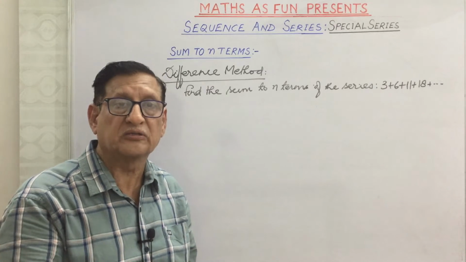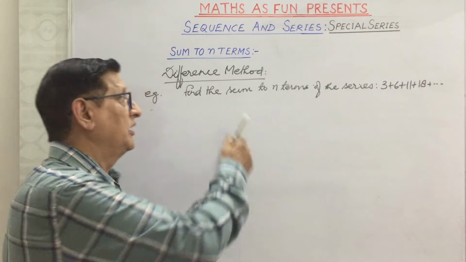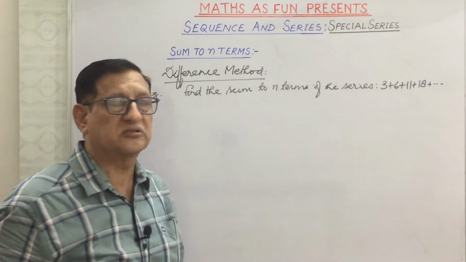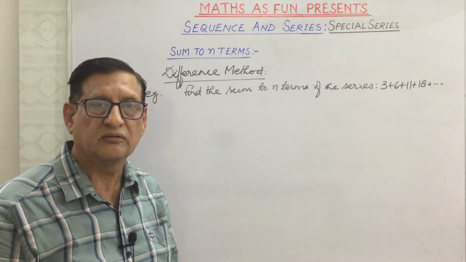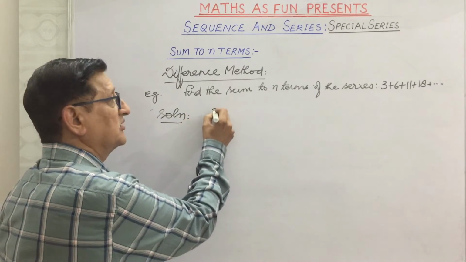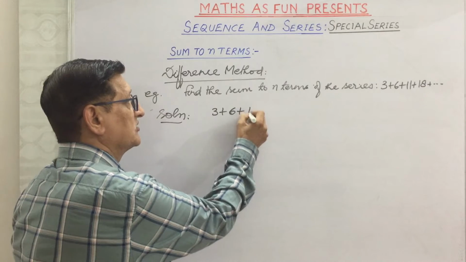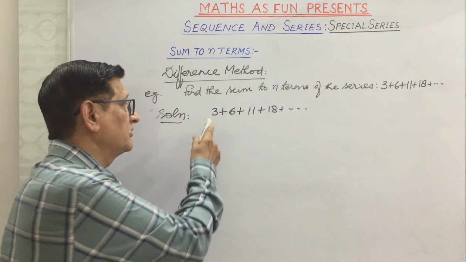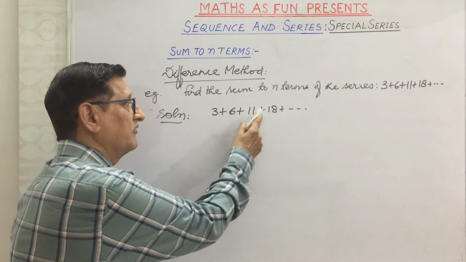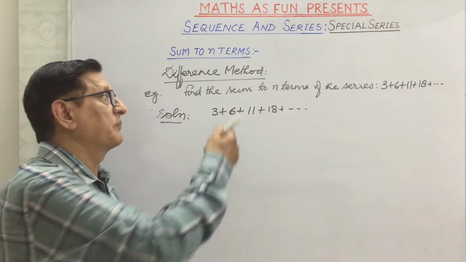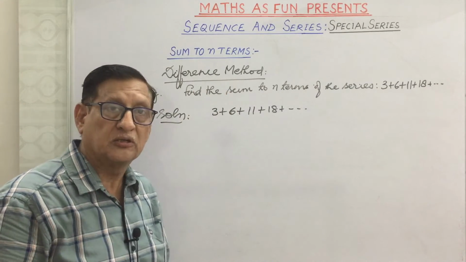We will understand this method by taking one example, and it is here: find the sum to n terms of the series 3 plus 6 plus 11 plus 18. To find the solution, we write the series first and see 3 plus 6 plus 11 plus 18 plus so on. We are finding the difference. Here is 3, here 5, here 7 and so on. It is increasing. In such case, we apply the difference method to find the nth term.